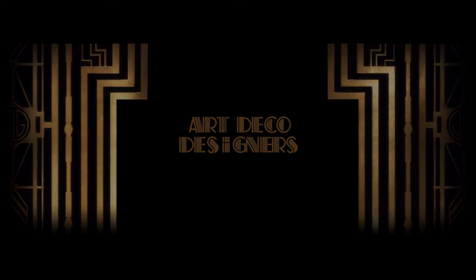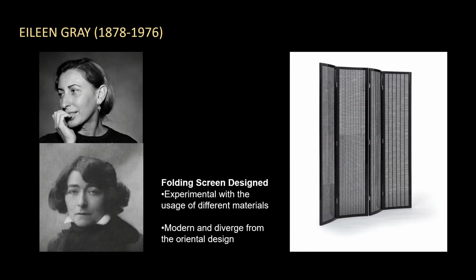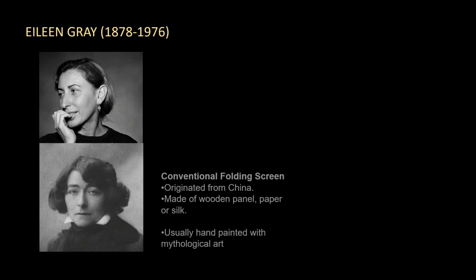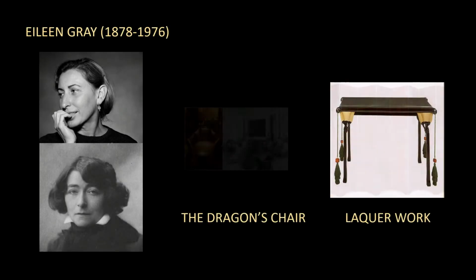Eileen Gray made a name for herself as a lacquered screen and panel designer in Paris. She was famous for her innovative design and use of materials, which is different from the conventional Oriental traditions. Her other lacquered works also include the Dragon Chair and the Lotus Table.